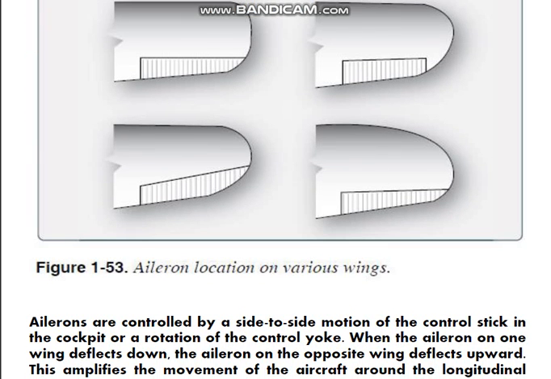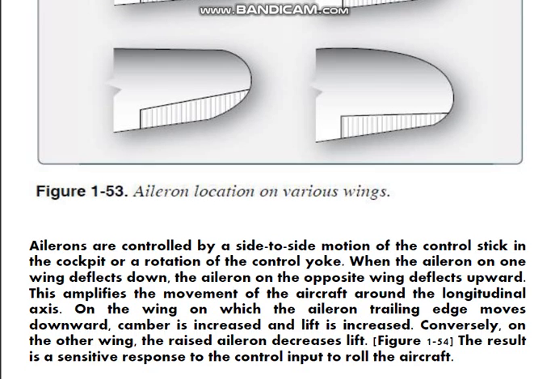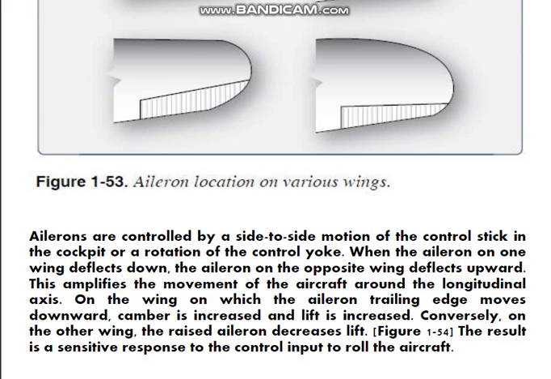Ailerons are controlled by a side-to-side motion of the control stick in the cockpit or a rotation of the control yoke. When the aileron on one wing deflects down, the aileron on the opposite wing deflects upward. This amplifies the movement of the aircraft around the longitudinal axis.